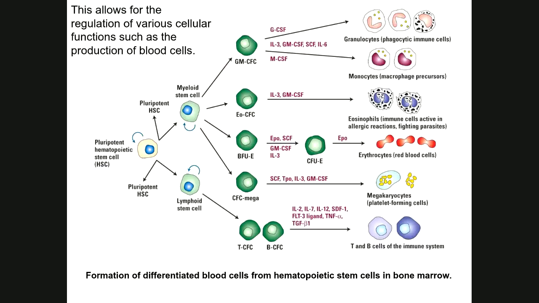All right, so now if you look at the next slide, this cell-to-cell communication allows for the regulation of various cellular functions. An example of a type of function that's regulated is simply the production of blood cells. Blood cells does not just mean red blood cells. Blood cells means white blood cells, red blood cells, or what we call clotting factors called platelets, which come from cells.